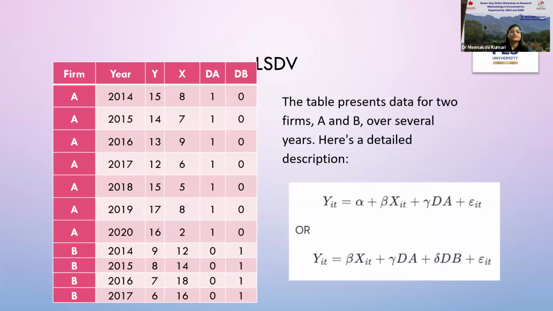Right? The second model is LSDV. Suppose we have different firms, A and B. For A, we give the dummy 1, 1, 1, 1. For B, we give the dummy 1, 1. At one time, we define the dummy for country A, and the second time the dummy for B. We put these dummy variables in the model and we run the regression. In that way also, we can remove the unobserved heterogeneity.